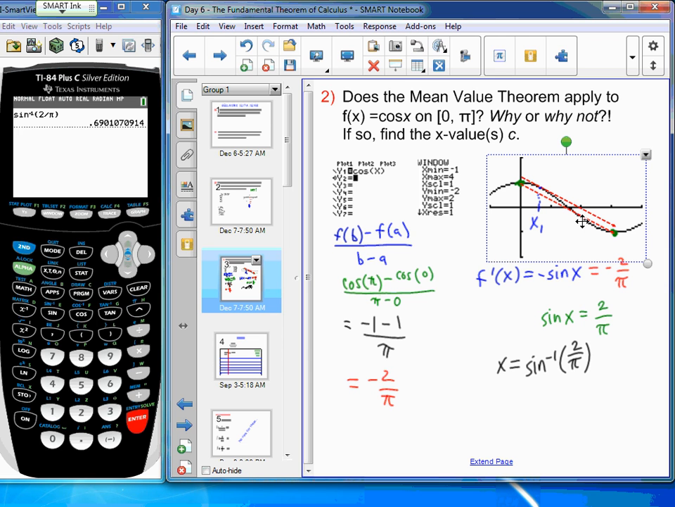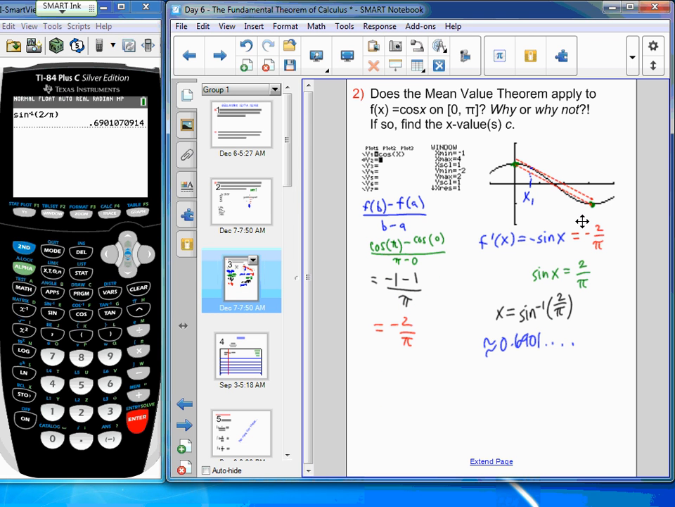So this will give us one value, about 0.6901. And remember, we want to keep our decimal places. So how do we get the other one? In short, 180 minus, or in this case, pi minus. Thank you, Hayden. And I'll do x sub 2 equals pi minus 0.6, is it 09 or 9? 69. That's pretty sweet.